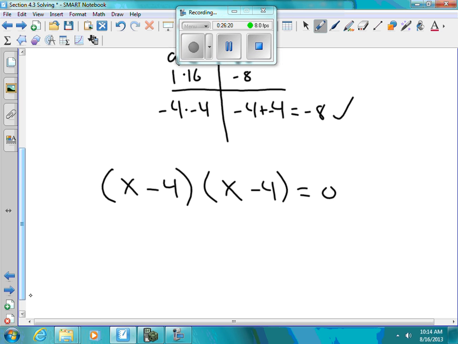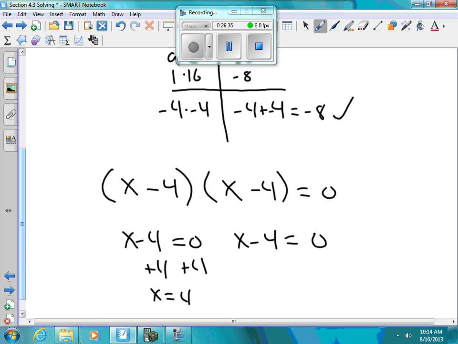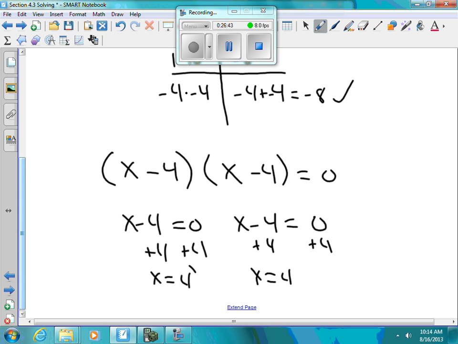This is not our solution, though. Our solution is when we use the zero product property, and we set each of those binomials, each of those factors, equal to 0, and we solve for x. Since this is a perfect square trinomial, what happens? Our answer repeats. So x is 4 and x is 4, which just tells us there's only one solution for perfect square trinomials.